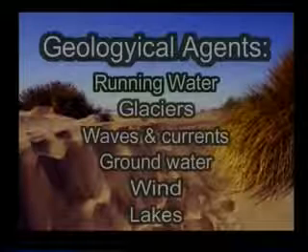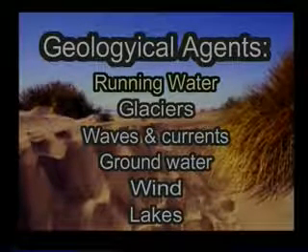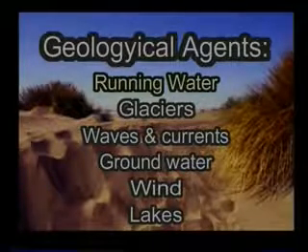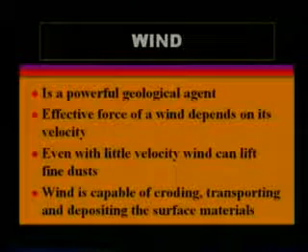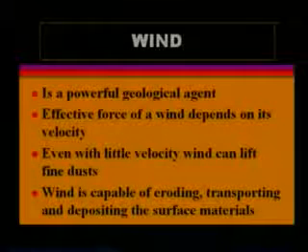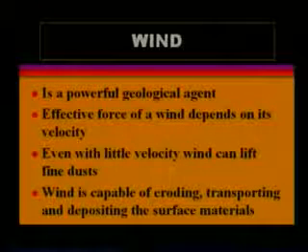The notable geological agents which are working over the Earth's surface are running water, glaciers, waves and currents in the coastal zone, groundwater, wind and lakes. Today we are going to see the geological action of wind over the Earth's surface. All of us are aware that wind is a powerful geological agent which has an effective force of removing material and mass from one place to the other.